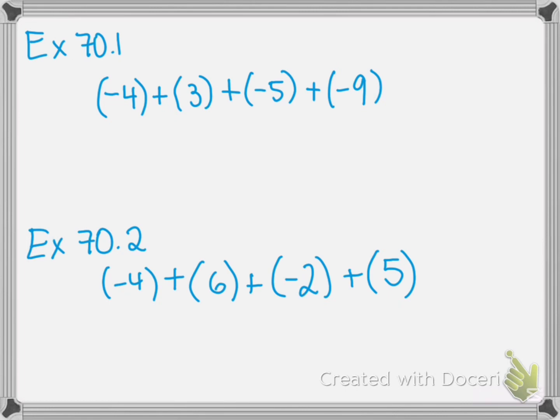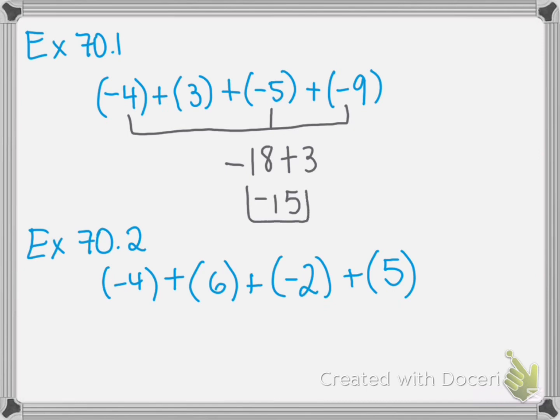When we have positives and negatives, what I recommend is that we add the ones that are positive and the ones that are negative. So in this case, we have these three numbers that are negative. So let's add those together. Negative 4 plus negative 5. We add them and keep the sign. That's negative 9. And negative 9 plus negative 9 is negative 18. Now we have a positive and a negative, and we have to subtract using the second rule that we learned before. So if we subtract, it's going to be 15, and we choose the sign of the biggest number, which is negative. And that's it.